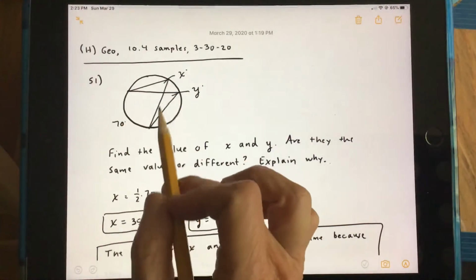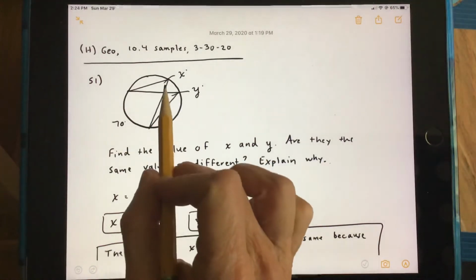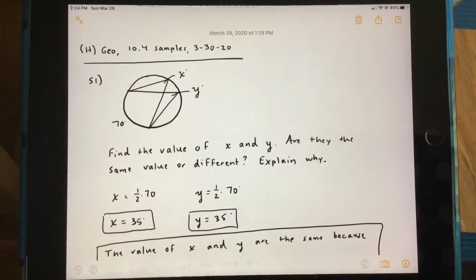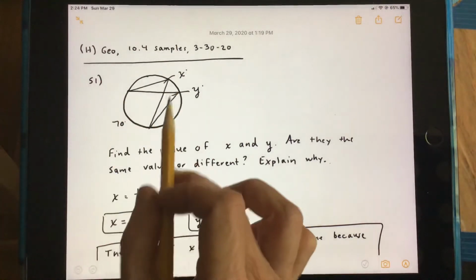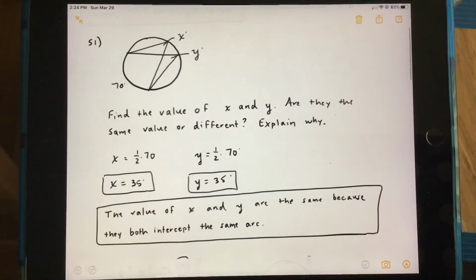Because the angle with X degrees is inscribed inside of that circle, we're going to know that it is exactly half as many degrees as the intercepted arc. So we write X is equal to 1/2 times 70. That's going to give us X is 35 degrees. We'll do the same thing to find out the measurement of angle Y. So this angle here intercepts the 70-degree arc also. So we write Y is equal to 1/2 times 70, which also gives us the same value as X, which is 35 degrees. Now we explain why both of those measurements turn out to be the same. The reason that the value of X and Y are the same is because they both intercept the same arc.